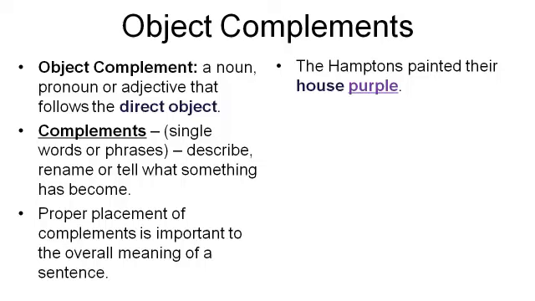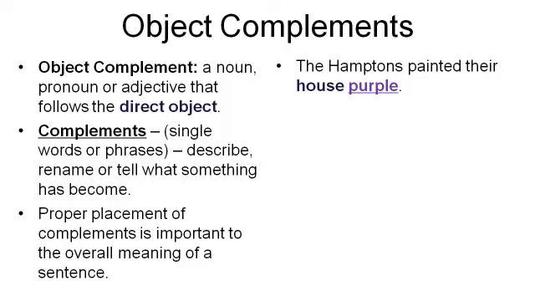So according to the definition, purple is an adjective that describes the direct object, house. Therefore, purple is the object complement in this sentence. You might also hear the term objective complement. Either way, we're talking about the same thing, whether you call it the object or objective complement.